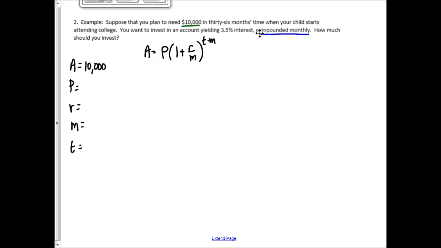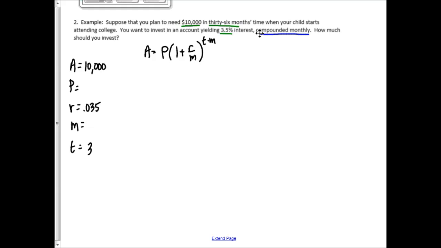Okay. All right. And then the next thing I see is 36 months time. Remember, time is in years, so you need to convert that to years. So 36 months would be 3 years. I want to invest in an account earning 3.5% interest, so change that to a decimal, 0.035. Again, move it 2 places to the left.